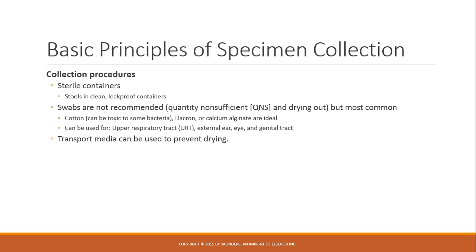So what the swab is made of is important. Cotton can be toxic to some types of bacteria. So we avoid cotton. We usually use Dacron or calcium alginate swabs. And then we saw last week a variety of different types of swabs, and they can have some preservatives in the bottom to help keep things moist and viable.